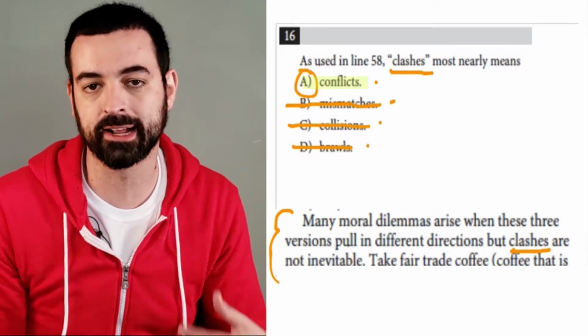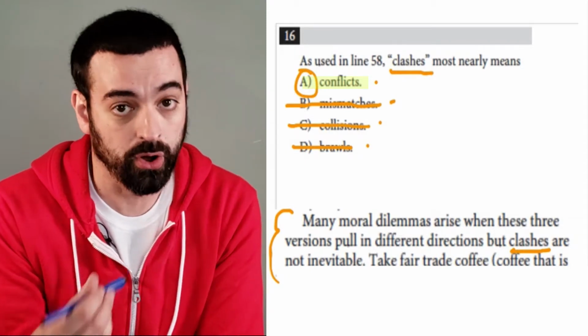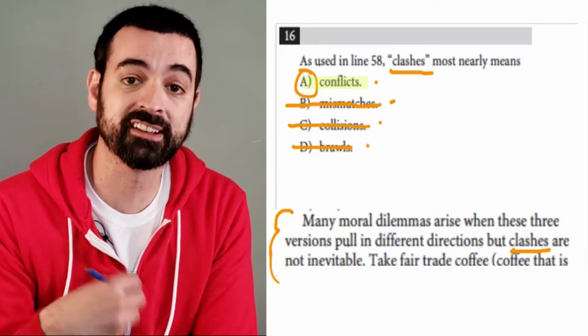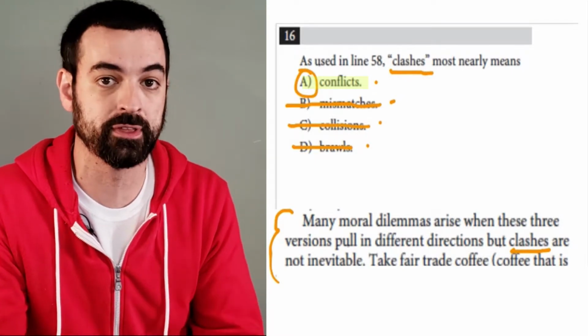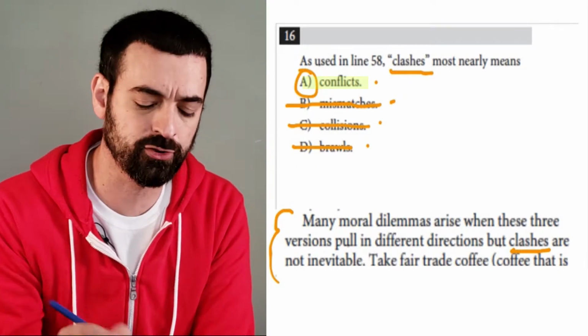Easy for me to say, right? I've done this 1,000 times and I know the answer. You won't always know exactly which choice is the perfect one. This is a technique that should help you get rid of the bad and give you your best chance to get your correct answer. Let's try another one.